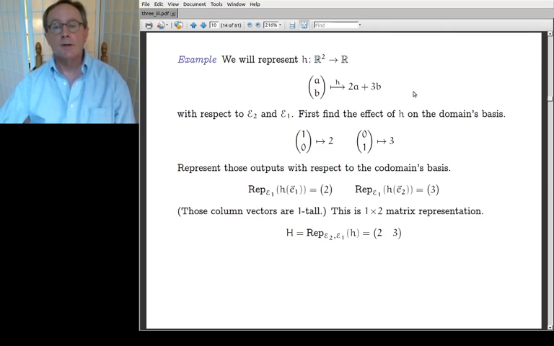Okay, so the same 3 steps. Figure out the action of the map on each of the domain basis elements. Represent the 2 and the 3 in this case with respect to the codomain's basis. And finally, put them next to each other as vertical vectors, as column vectors, and here they're only 1 column tall, so there's not much columnness to them.